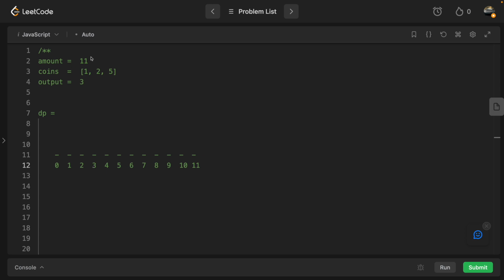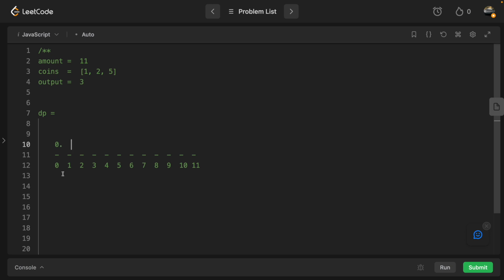So here, instead of thinking the amount is 11, we start with the amount is 0, and then amount is 1, 2, 3, 4, 5, 6, 7, 8, 9, 10, and 11. And for the coins, instead of thinking we have the coins 1, 2, 5, let's say we only have the coin 1 here. What is the minimum number of coins that we can use to make up the amount 0? The answer is 0, because if we have 0 amount, we only need 0 coins.